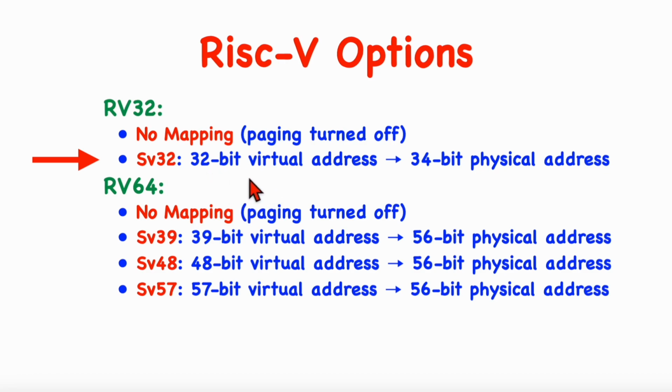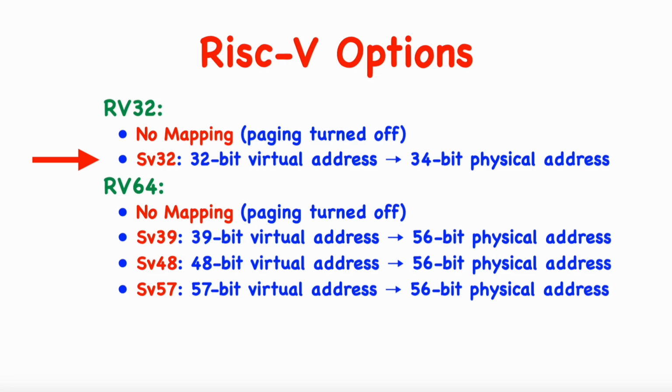Registers are 32 bits in size, so every address generated by the program will be 32 bits in size. The page tables will map this into a 34-bit physical address. The 32-bit addresses limit the size of address spaces to 4 gigabytes, but with paging turned on, a 32-bit machine can actually access and use a 16 gigabyte physical memory.